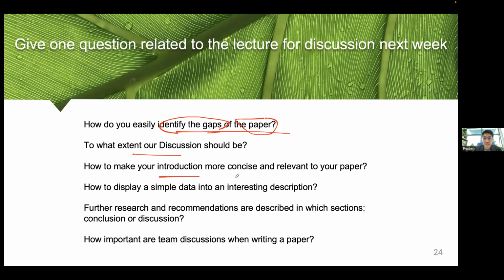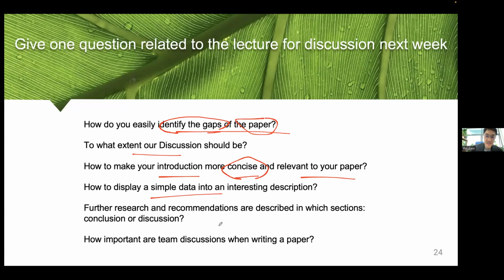How do you make your introduction more concise and relevant to your paper? Remember the V idea, the V-shaped introduction. That's how it should be. You don't want a too long introduction, more than 2 or 3 pages. Don't have that. Keep it to 3 max. How do you display simple data as an interesting description? Well, again, it takes skill and practice and a lot of reading to see what others have done. It really depends on the kind of paper you're talking about.